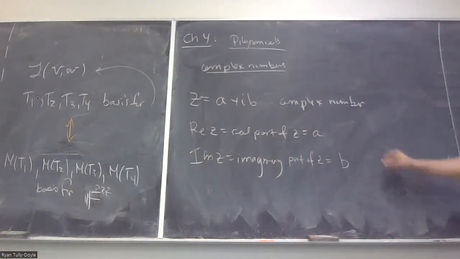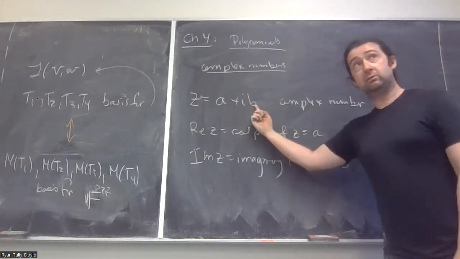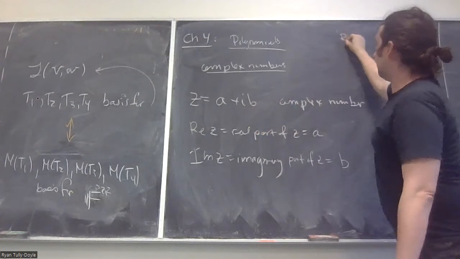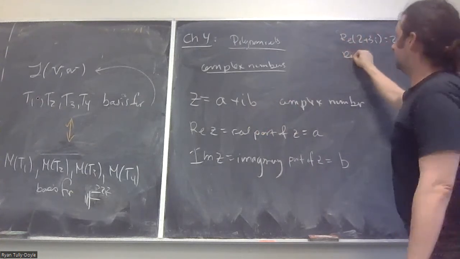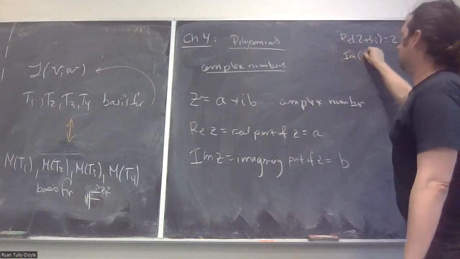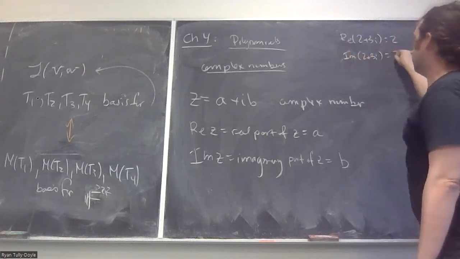Okay. The thing to note here is that these are real numbers, right? The imaginary part of z is not the ib, it's just the b. So the real part of 2 plus 3i is 2, and the imaginary part of 2 plus 3i is 3.